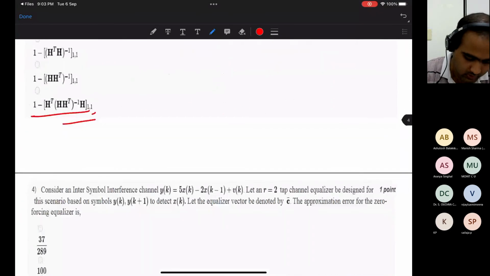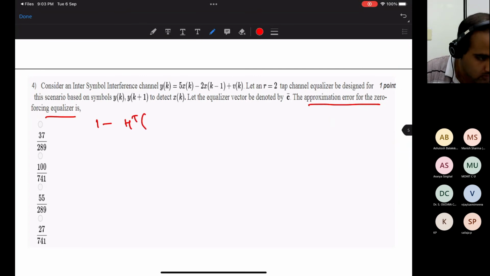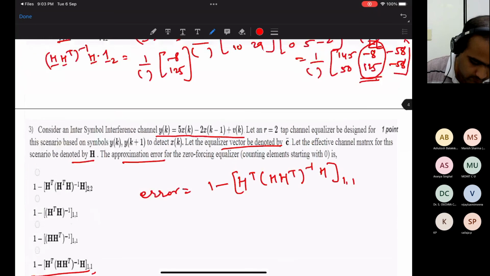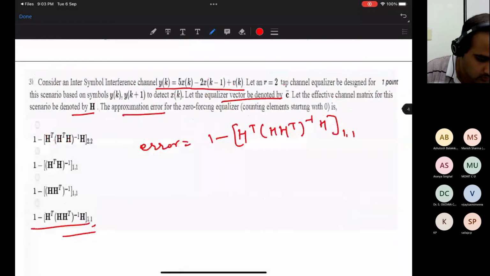Okay, we move ahead. So now for the same question, the approximation error, we need to compute it. So let us compute it. 1 minus H transpose H transpose inverse H, right? So we need to find out what this is. In this question, we have computed already what H transpose inverse H is, so we already have this thing. Let me just write it.